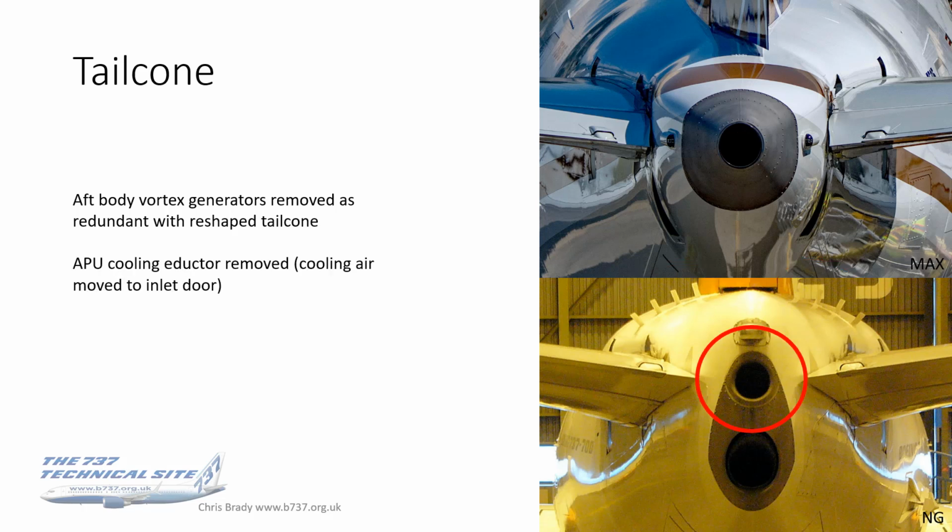The APU cooling adductor has been removed, so that's the upper of the two APU holes there, the bottom one being the exhaust. The upper one's the cooling adductor, and that's now at the inlet door. I'll come on to that when I talk about the APU in a moment. And finally, visible on this picture, you can see the APU air inlet door actually closes flush to the fuselage. Again, I'll mention that in a moment.